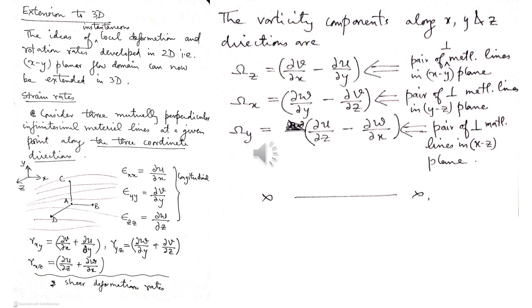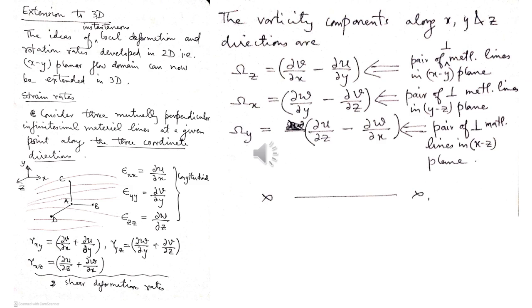So I end this third lecture right at this point. We have come to a definite stage now after this third lecture. And what is that stage? We have developed local deformation and rotation rate concepts, associated with the infinitesimal material lines in the flow field, and we have taken it starting with 2-dimensional flow domains and extending them to 3 dimensions.